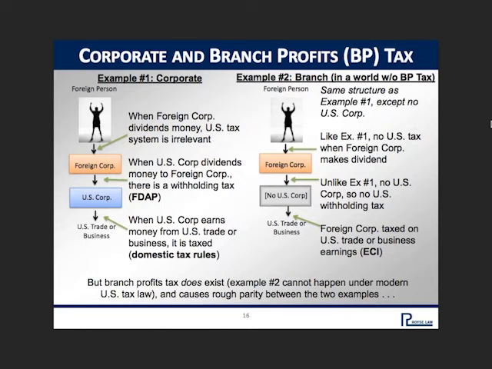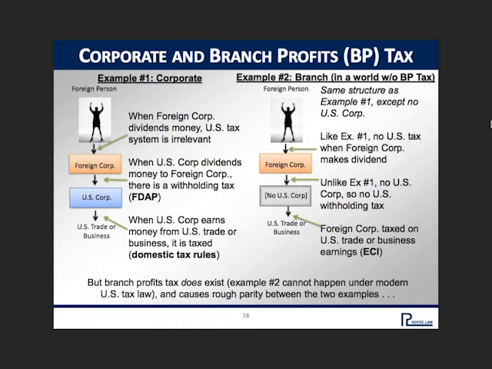So under the basic corporate example on the far left, a foreign person is going to invest through a foreign corporation, which in turn owns a U.S. corporation, which in turn owns a U.S. trader business. Now, starting from the bottom on example number 1, you'll see that the U.S. trader business earns money. The U.S. corporation is then taxed under domestic tax rules. Then moving up, we're going to have that U.S. corporation give a dividend to the foreign corporation, and we'll be under that FDAP tax that Art mentioned earlier, withholding tax on that dividend. And then that foreign corporation can dividend that money to the foreign person. That's outside the U.S. tax system.